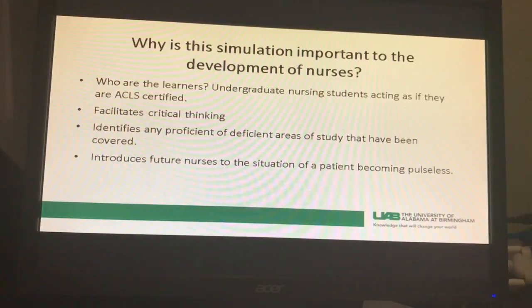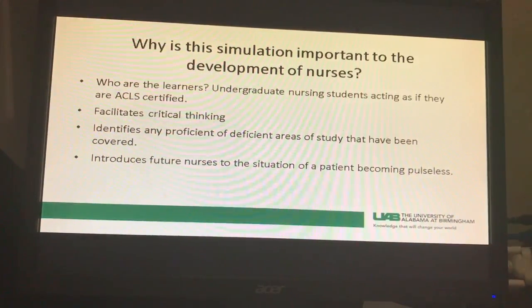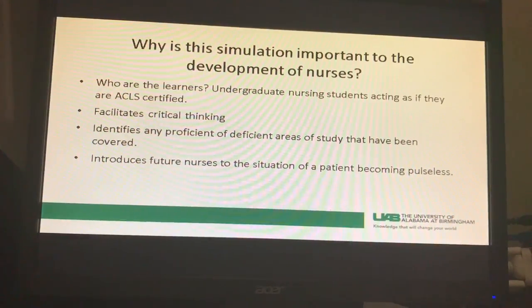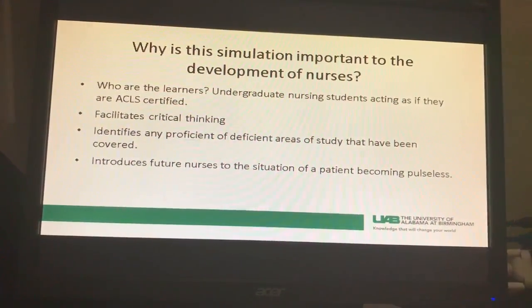The simulation, like I said, will facilitate critical thinking to help them learn what to do in a situation such as a patient becoming pulseless. Oftentimes that can be a little hectic for anybody that is new to a situation like that. This will help in some ways just get their feet wet and know what to expect in these situations.